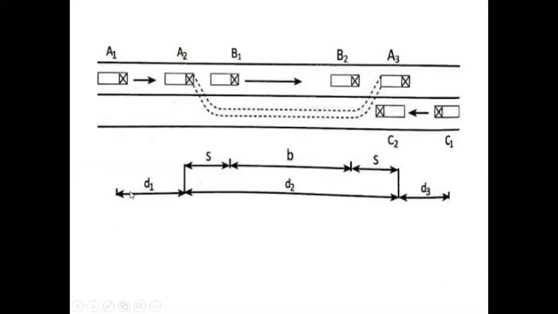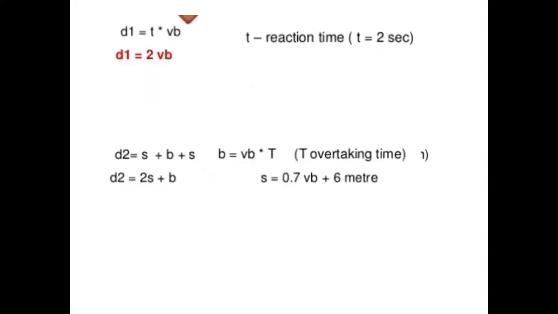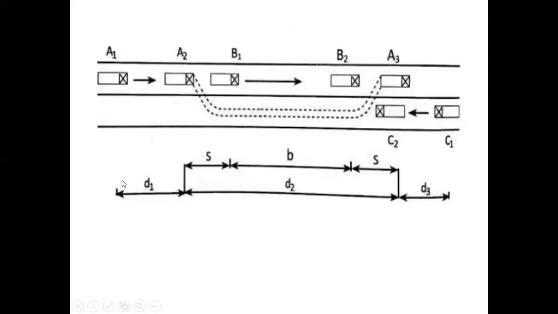Then we had discussed the positions of A1 to A2, A2 to A3, B1 to B2, C1 to C2, right? So all these corresponding distances I have also told you. And you know what D1, D2 and D3 are, right? So today we are going to estimate or determine the components like D1, D2 and D3.